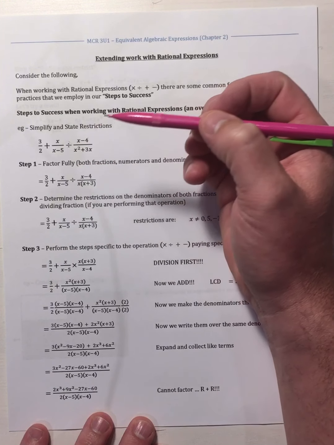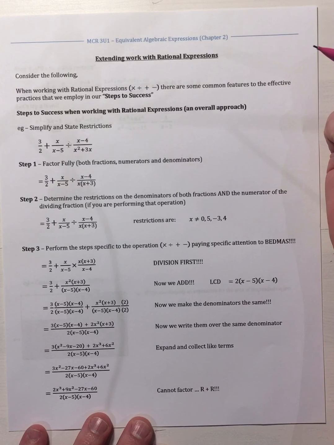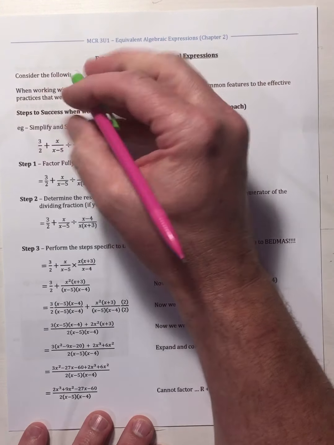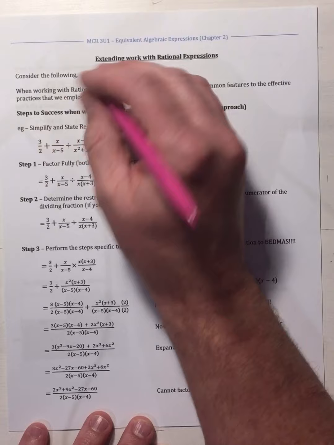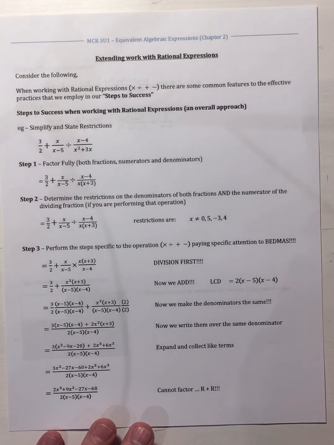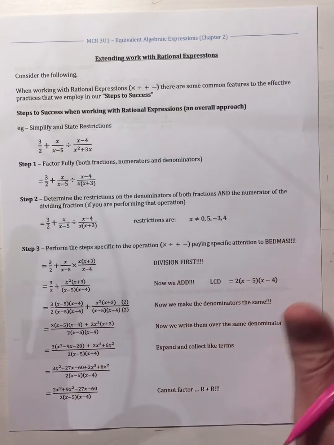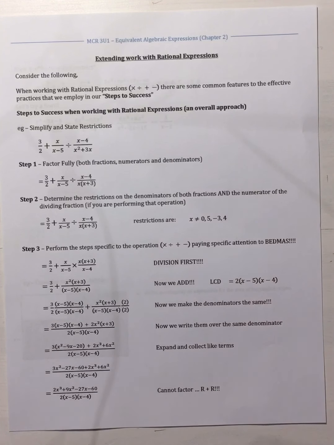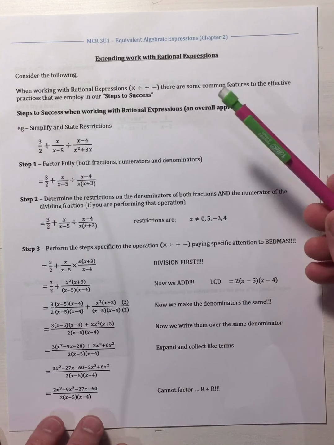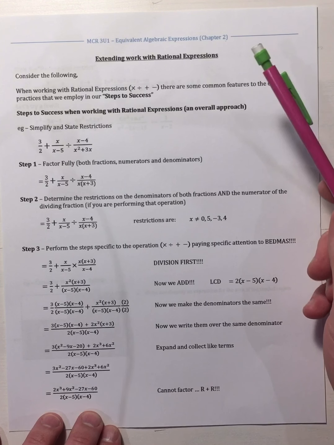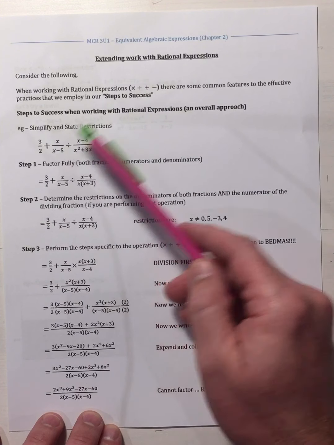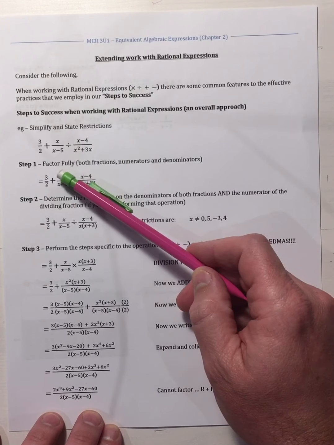Now, following BEDMAS, of course, which we do need to do, we're going to order the operations so that we take care of the division before we take care of the addition and subtraction. But in general, you can approach any rational expression, no matter how many fractions, no matter what operators may exist in there, as follows. The first step, if you're asked to simplify and state restrictions, which you usually are, is to factor fully.